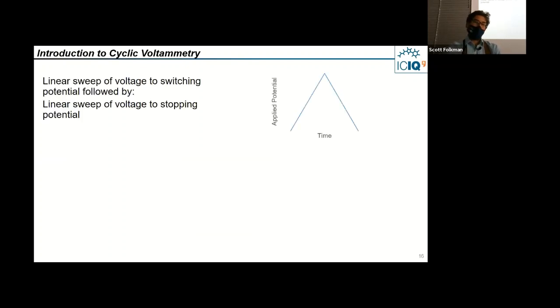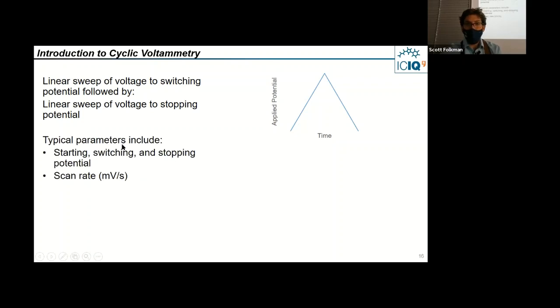So one of the most common techniques we'll see in electrochemistry is cyclic voltammetry. In cyclic voltammetry, the perturbation that we apply looks like this, where we have some starting potential, we linearly move to some other potential, we stop and instantaneously turn around and scan back to another potential. Maybe it's the same one, maybe it's a different one. So we have the starting potential, switching potential, which would be this point here, and the stopping potential.